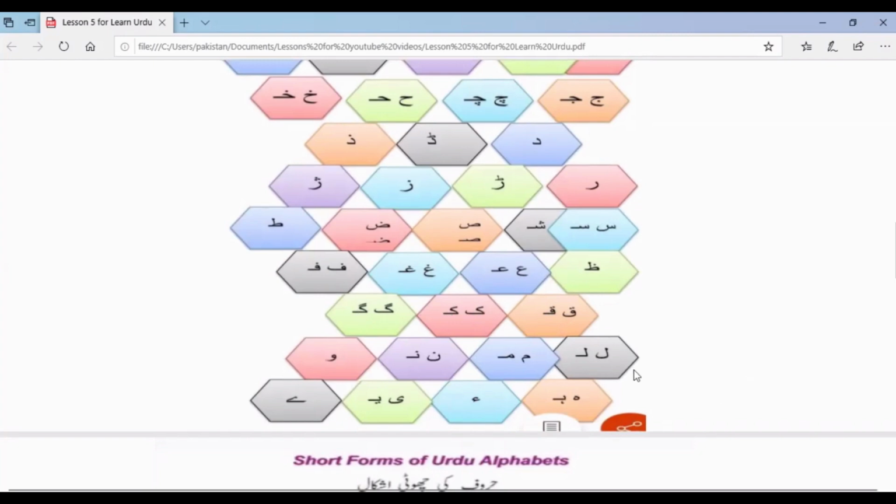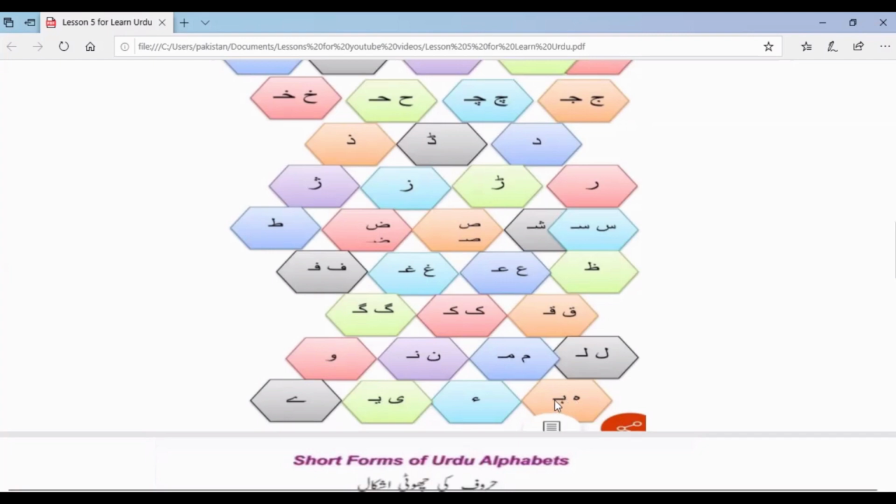Then lam, when it will come in the beginning of word, then it will look like this. And meme, its short form will look like this. And noon, it will look like this. And vav will always remain in full shape. And hey, gol hey will look like this, and this is a small sign below it. This is inverted comma. It shows gol hey.